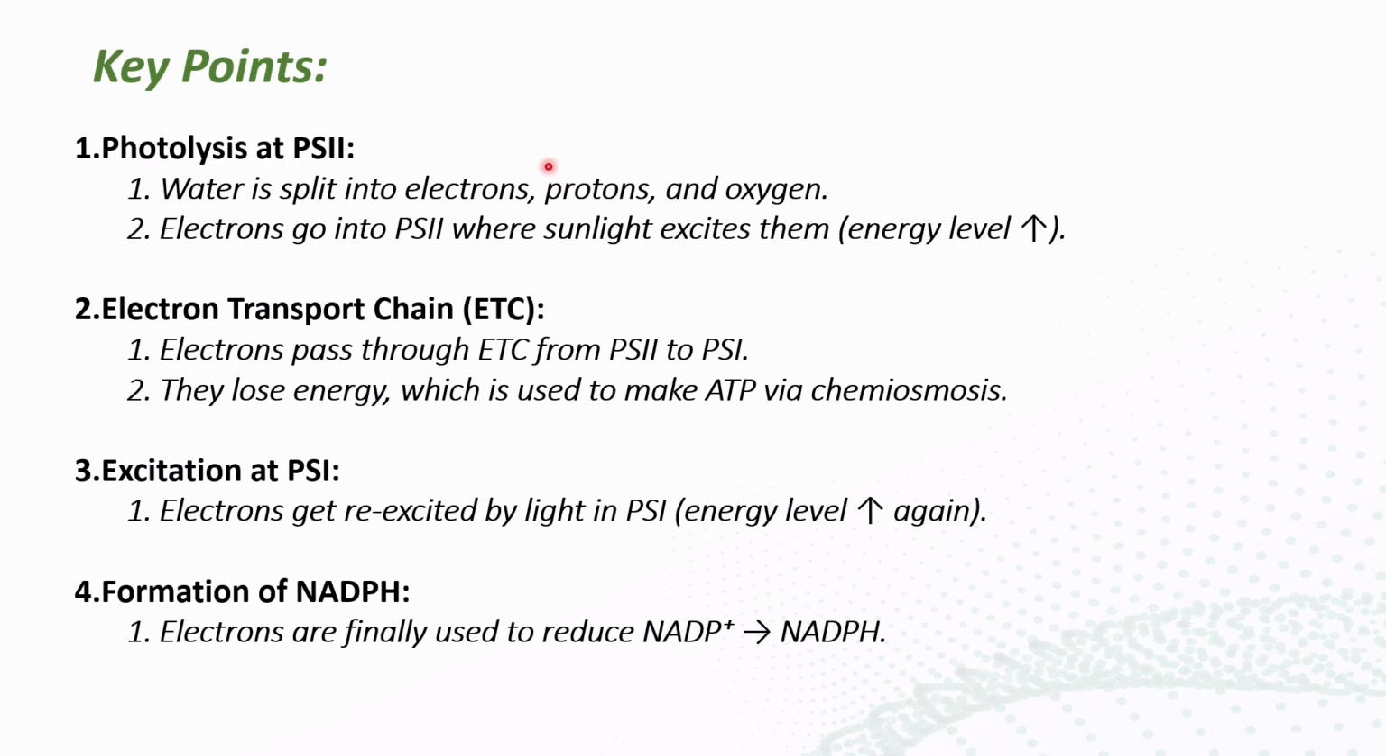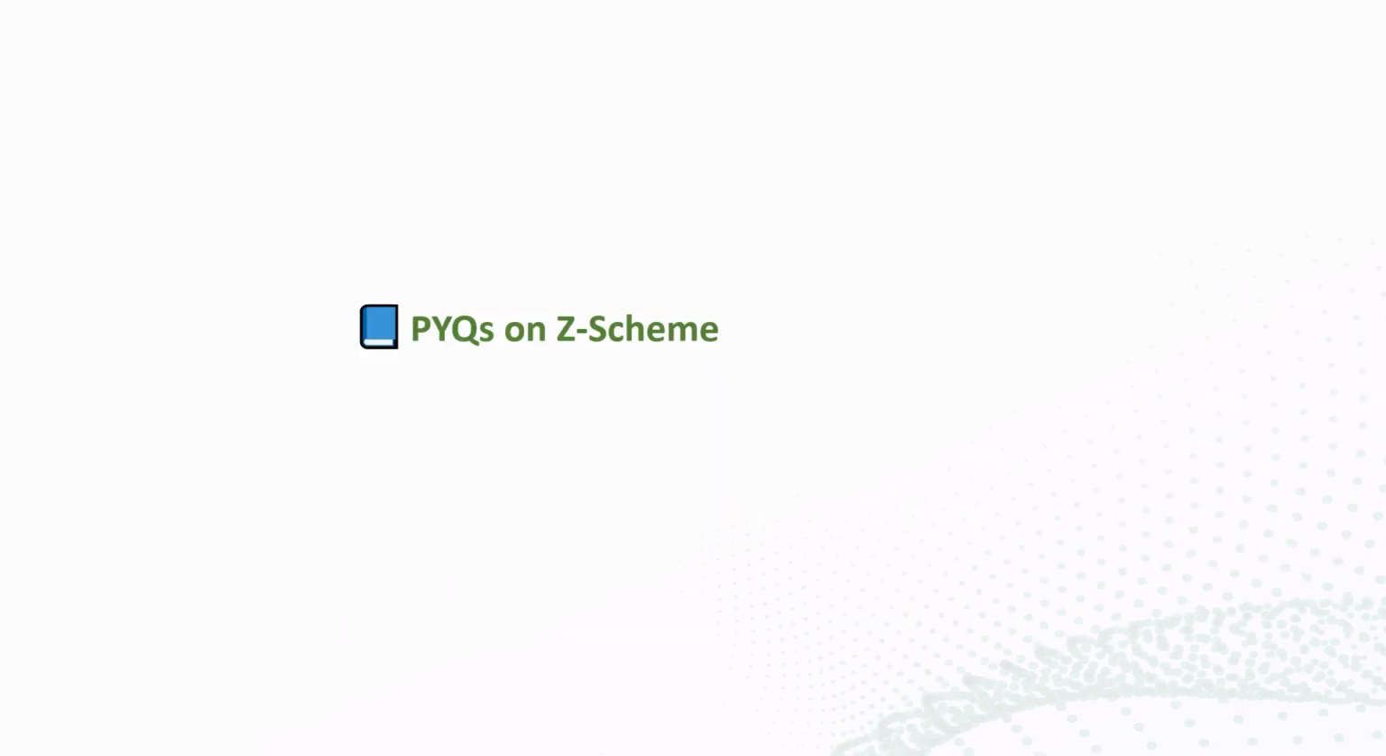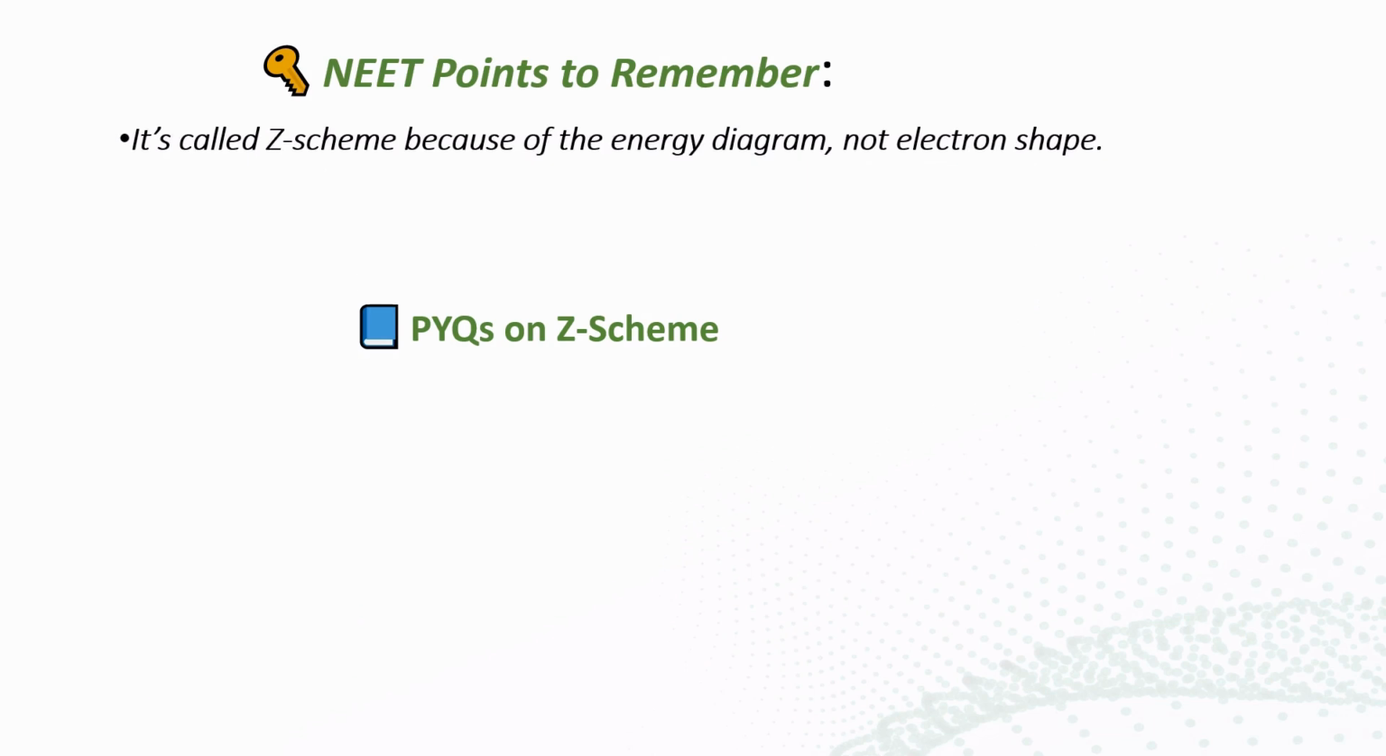So all these steps take place in a zigzag manner, that's why it is known as the Z scheme of photosynthesis. So what are the NEET points you have to remember from this topic? It is called the Z scheme because of the energy diagram, not because of the electron shape. It involves both PS2 and PS1, and through the Z scheme of photosynthesis you can see the formation of ATP and NADPH also.